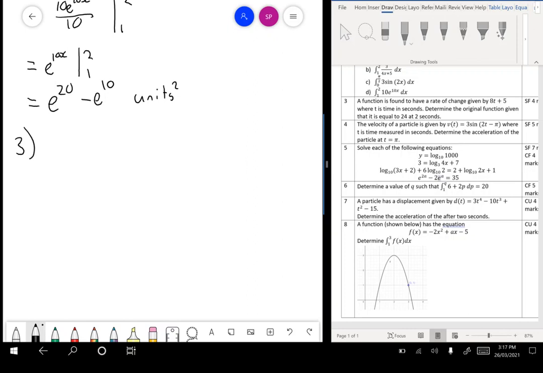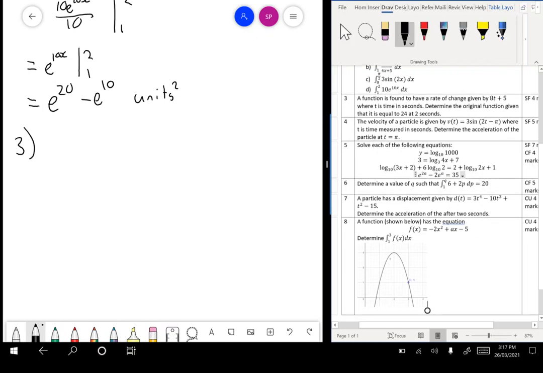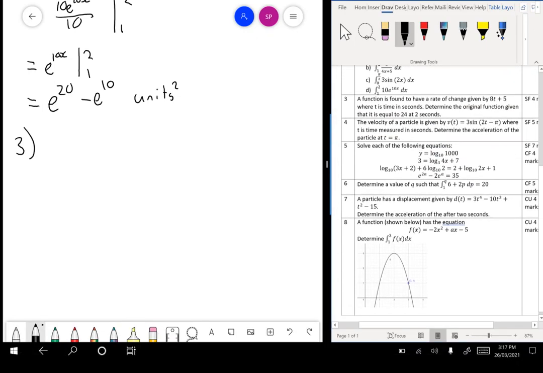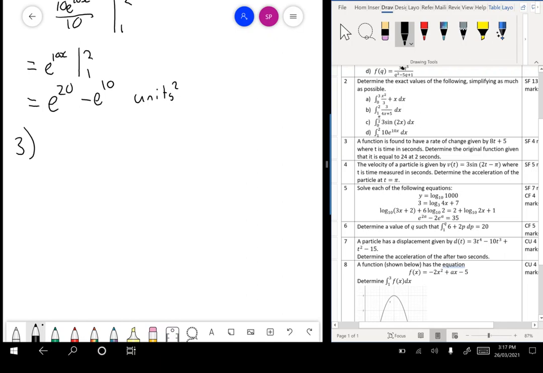Okay, question 3. A function is found to have a rate of change given by 8t plus 5, where t is time in seconds. Okay, straight away, those words, rate of change, jump out. A function has a rate of change. That means that's the derivative. The derivative is 8t plus 5. So straight away, I'm going to say y dash, so the derivative is 8t plus 5.